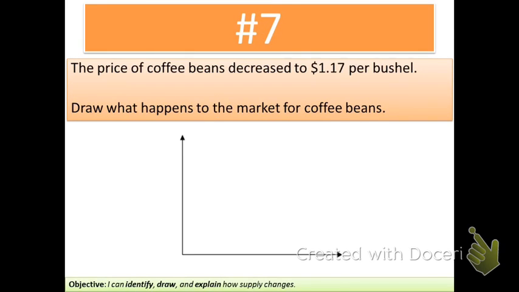And the last one, number 7, the price of coffee beans decreases to $1.17 per bushel. Drought happens to the market for coffee beans. So we're looking at coffee beans and coffee beans. Therefore, the only thing that's changing is price.